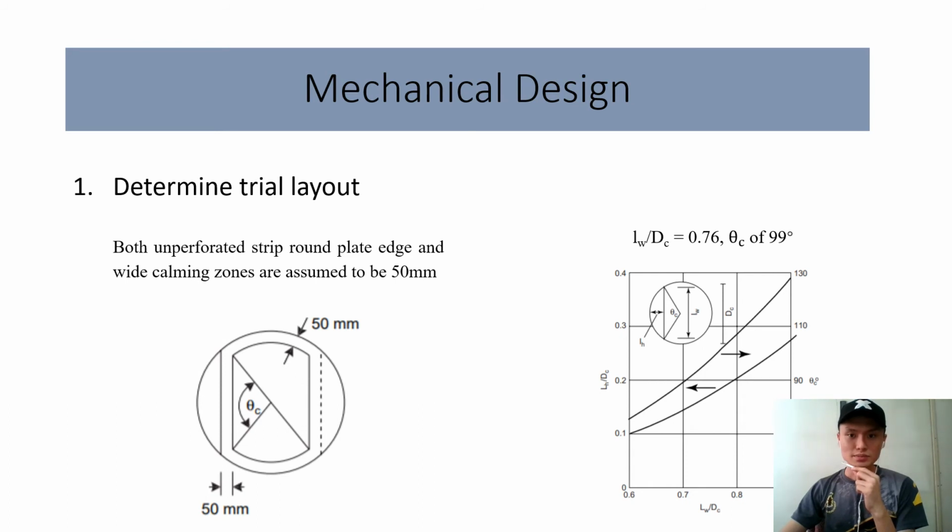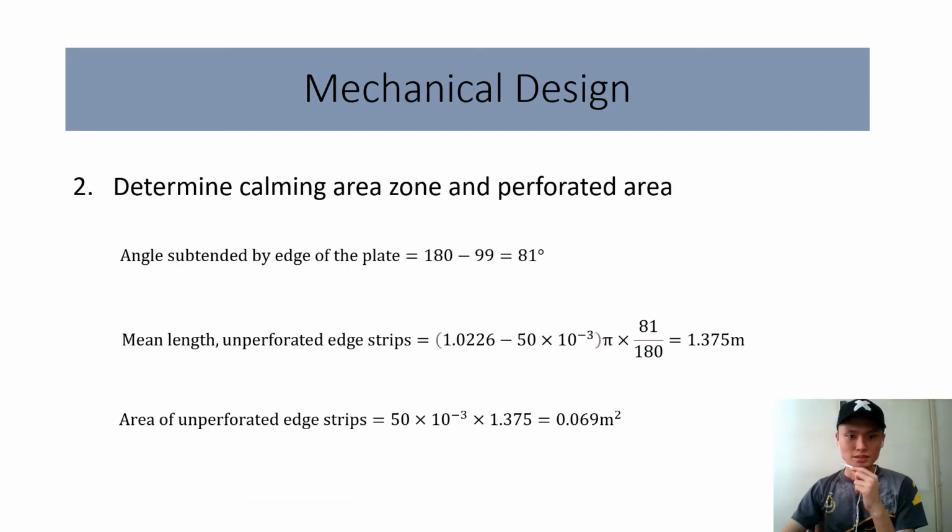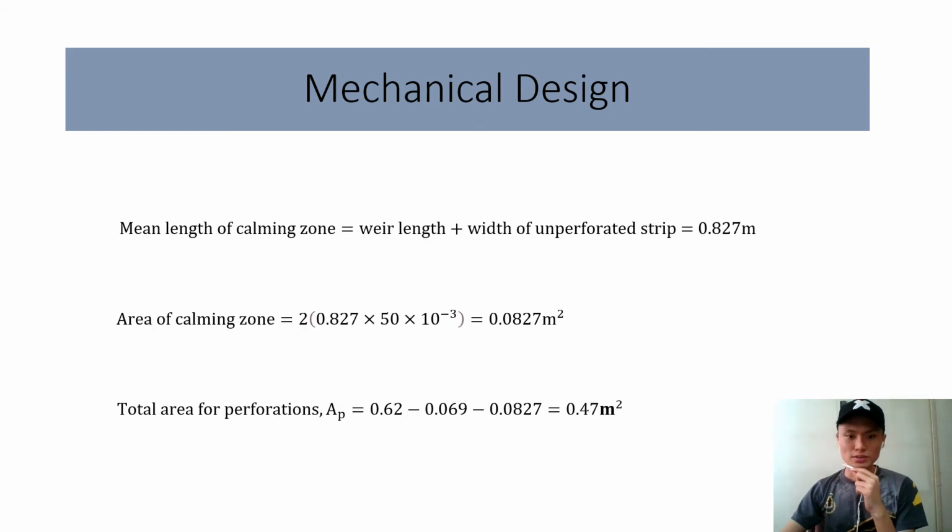The last design is a mechanical design. First, we need to determine the trial layouts. The unperforated strip, the round plate edge, and also the wall calming zones are assumed to be 50 millimeters. Using this figure, we can find that the delta C equals 99 degrees. Next, we need to determine the calming area zone and also the perforated areas. We can find out from the mean length for each zone, and we found that the total area of perforation equals 0.47 meters square.